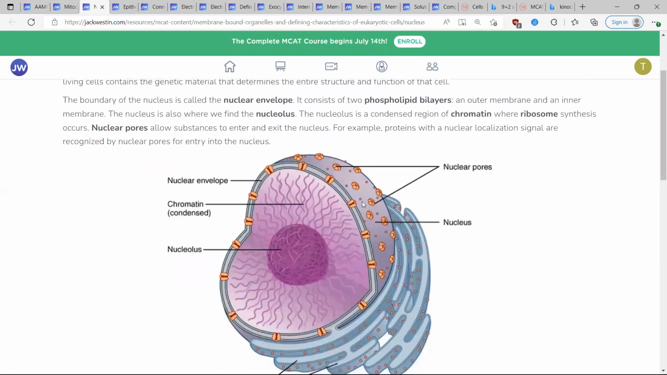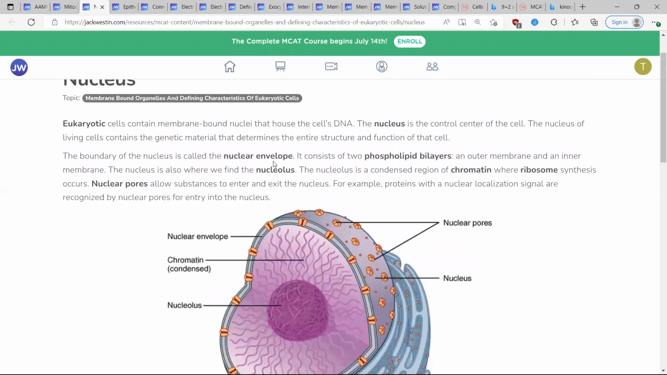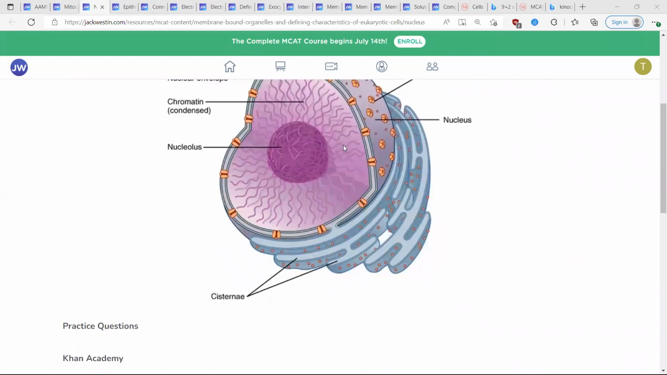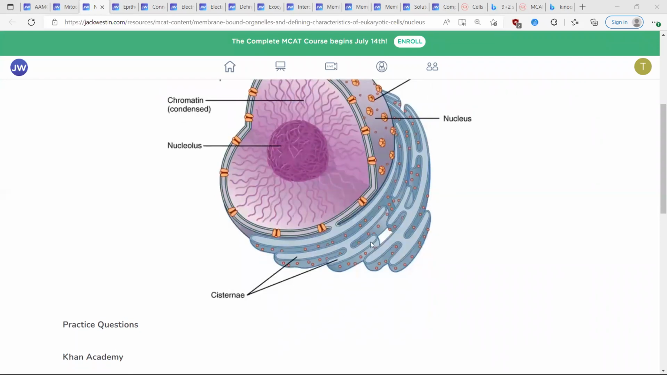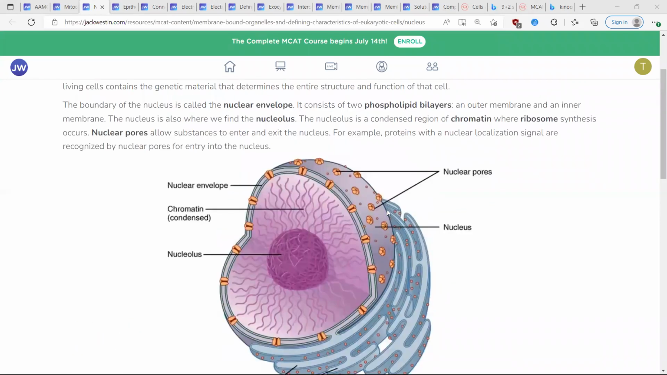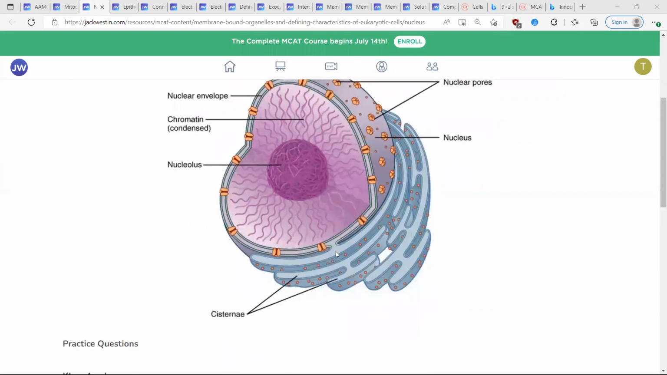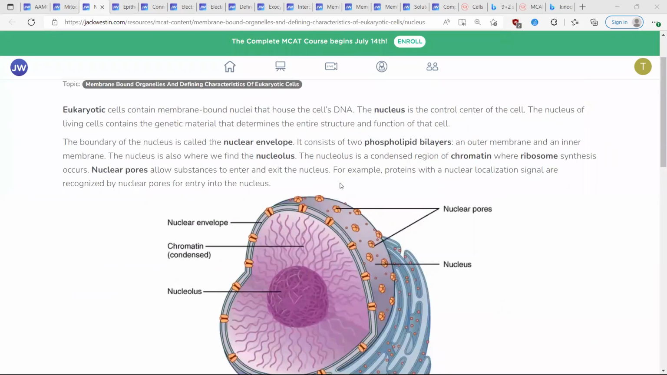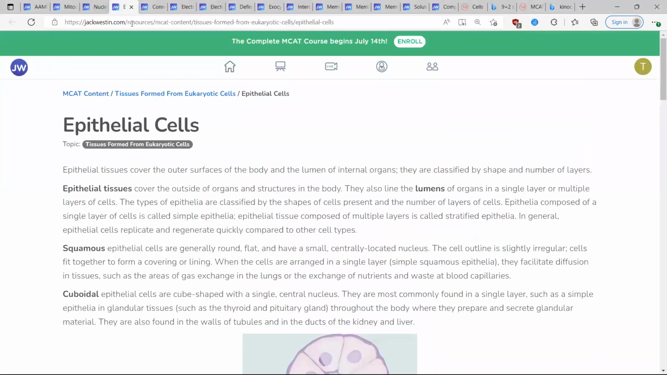The nucleus. Oh yeah, this is nice. The nucleolus is where all the chromatin is kind of balled up and condensed. We have the nuclear envelope, which is again another bilayer, that prevents stuff from getting in and out. And then we have the rough endoplasmic reticulum with the ribosomes around. That's where we have our DNA.